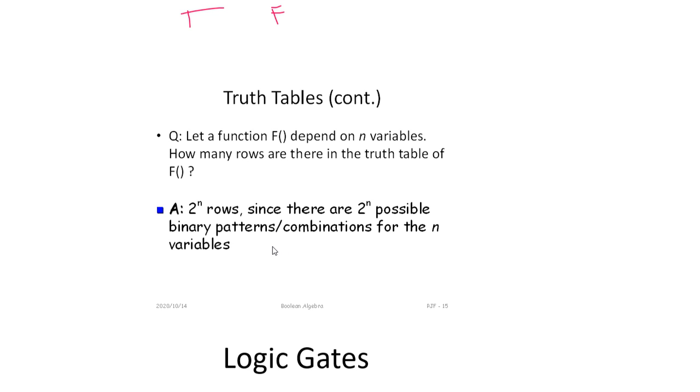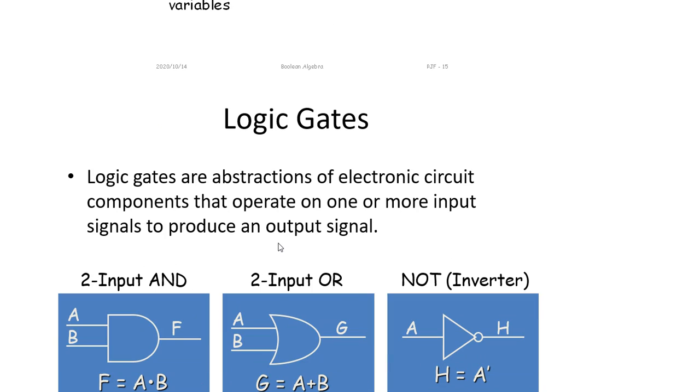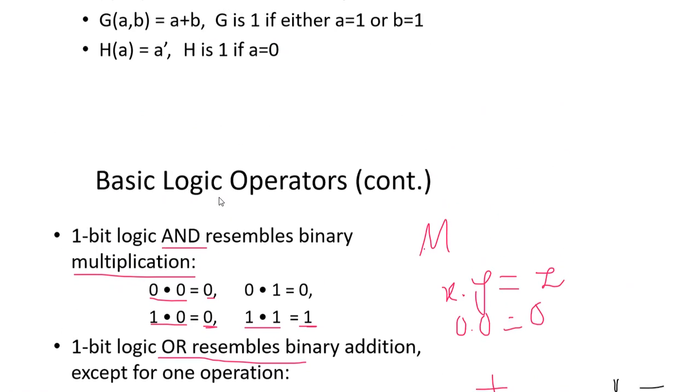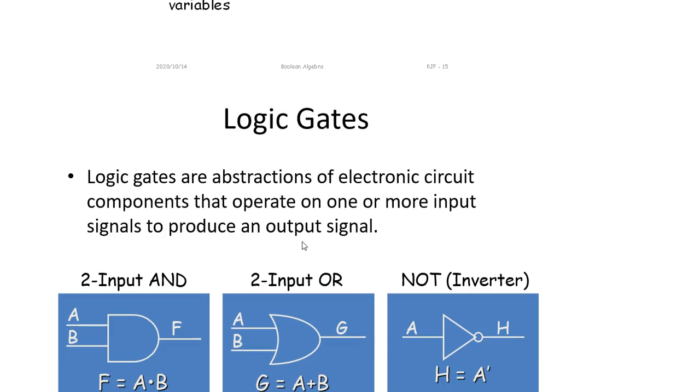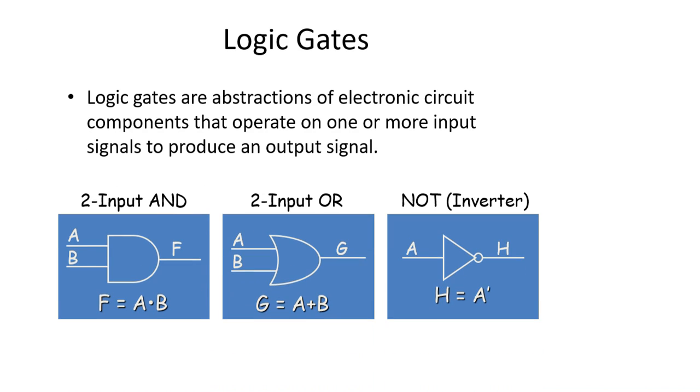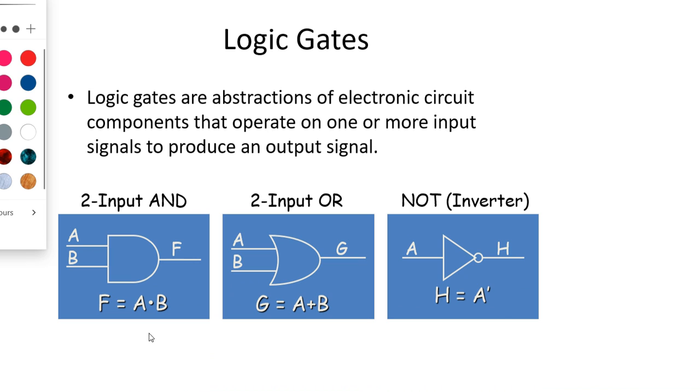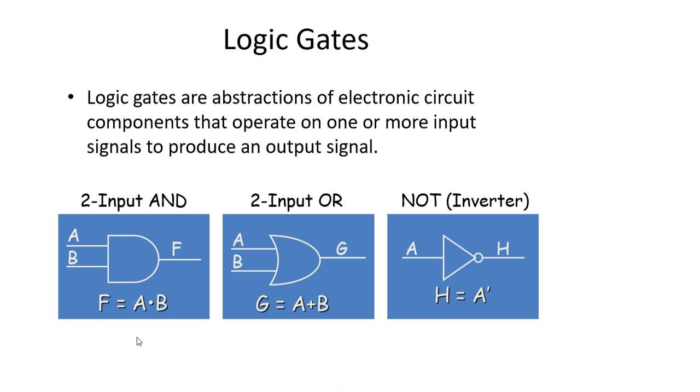Let me introduce something about logic gates. The logic gates are represented like this. For each operator, like AND, OR, NOT, we have different logic symbols. Those symbols are also called logic gates. What are the logic gates and how do they appear? You can see here, the first gate is known as the AND gate. This is the symbol or circuit diagram, you can call it, the logic gate symbol for AND.